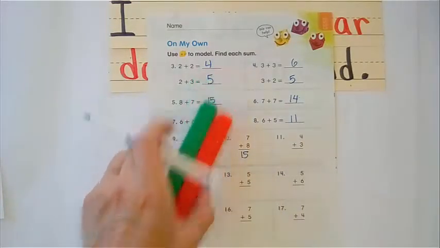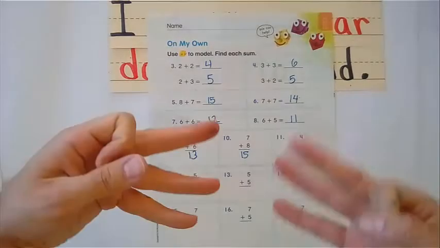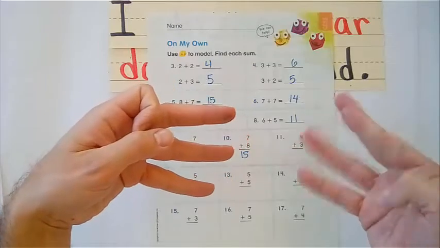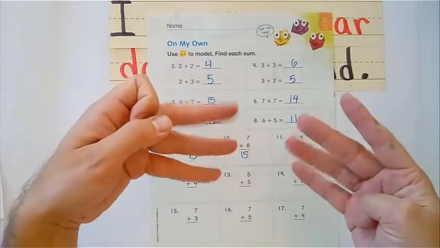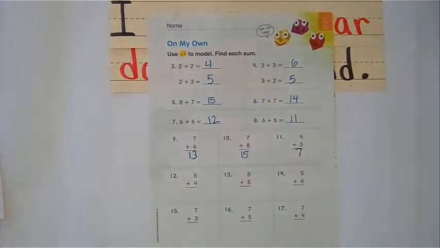Great. Okay, now here's another one. Now, what if I have 4 plus 3? Well, I know that 3 and 3 is 6, and one more, 6 and one more makes 7. Very good. So I'm going to write 7 right there.